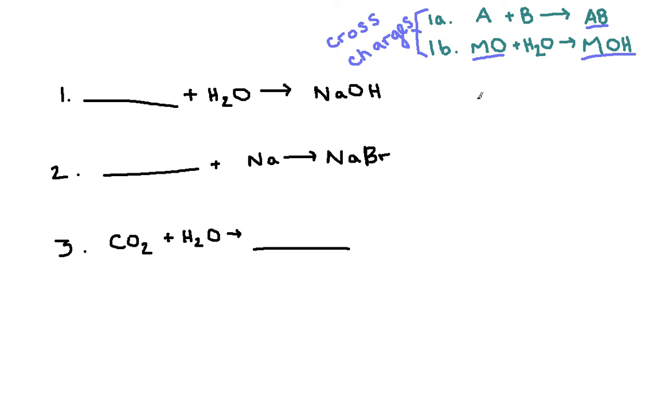The last one is a 1C, and in a 1C, it's actually super easy. All you have to do, you have a nonmetal and oxygen, so you've got a nonmetal oxide. It could be SO2, SO3, CO2, NO3, NO2, anything. You add water to it, and what you'll get is an acid.